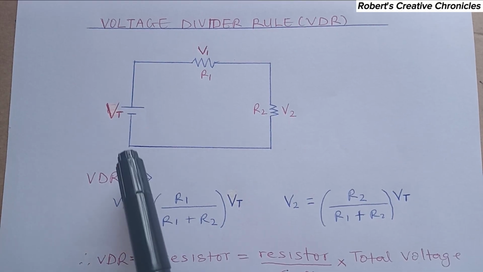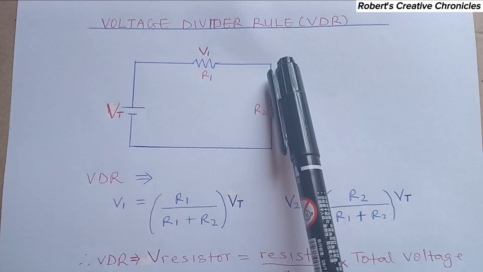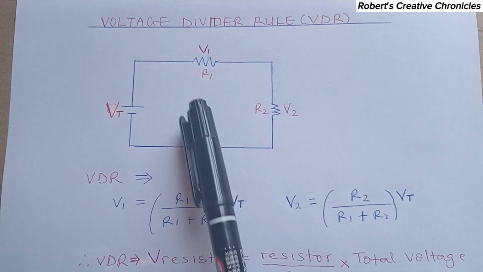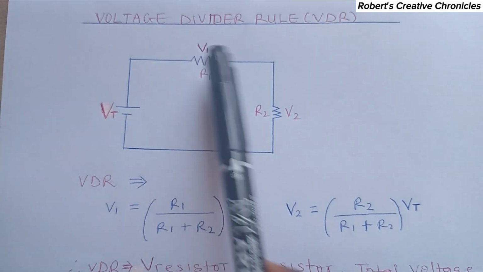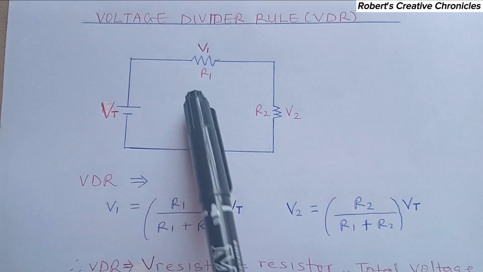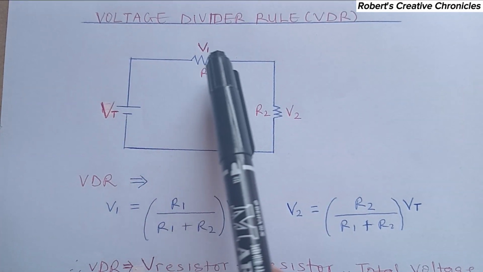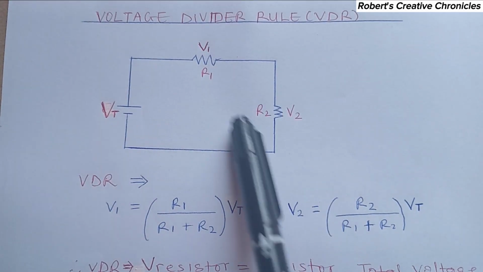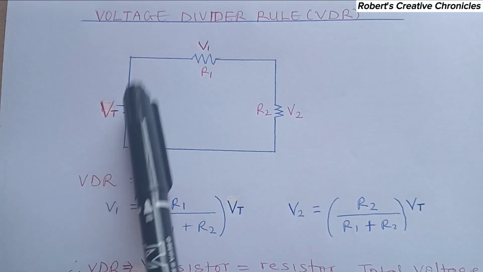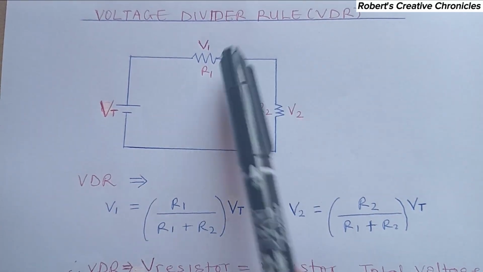So today we'll be discussing the voltage divider rule, known as VDR. So these are the voltages. Then we want to find V1 and V2 using the voltage divider rule, because we don't know the amount of voltage across this resistor and we don't know the amount of voltage across this resistor. So we'll use the voltage divider rule to get the voltages V1 and V2.